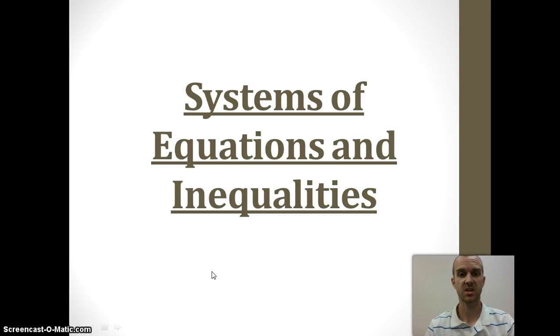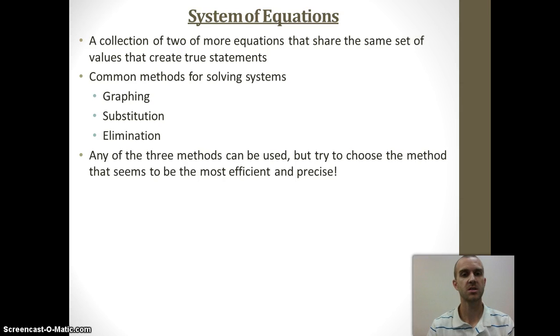In this video, we'll discuss systems of equations and inequalities. Systems of equations are a collection of two or more equations that share the same set of values that create true statements. We can often solve these three different ways using graphing, substitution, or elimination. All three methods will work, but we try to choose one that may seem easier for the situation we're provided.